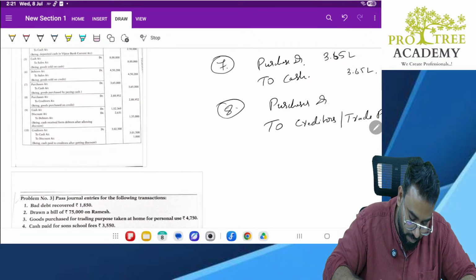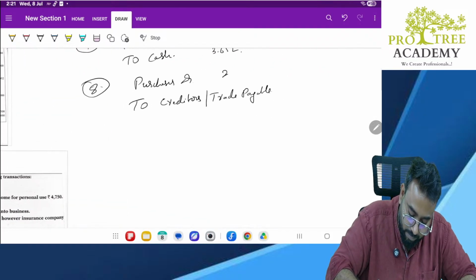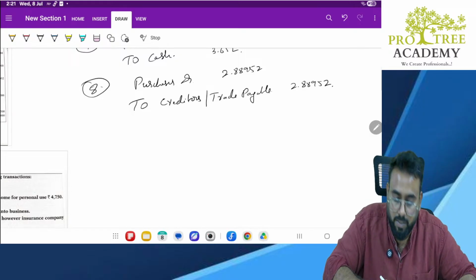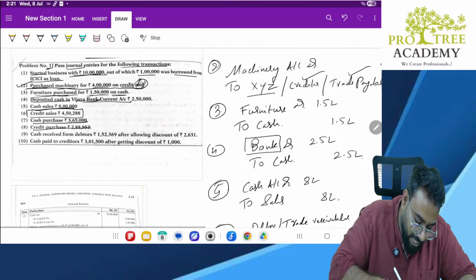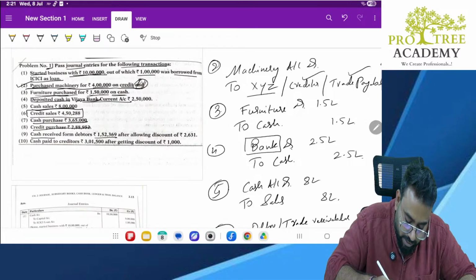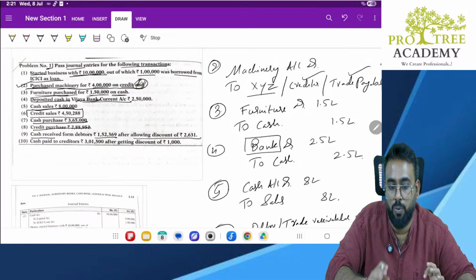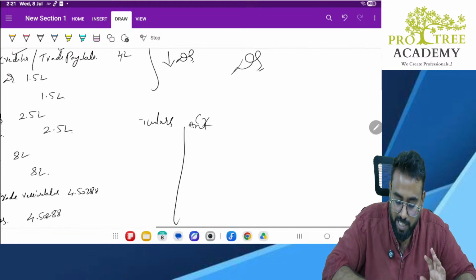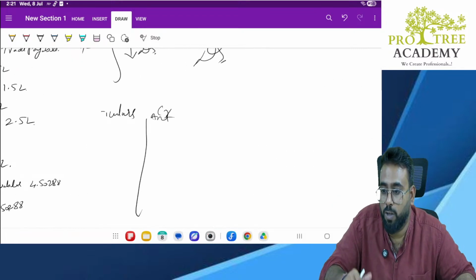What is the amount? 2,88,952. Yes. Next, cash received from debtors 152,369 after allowing discount. Okay. Now coming to discount, let's quickly understand what the different types of discount are.